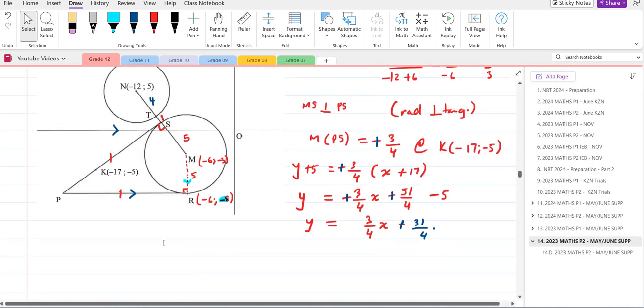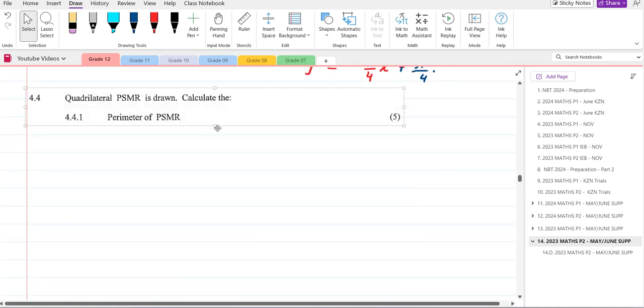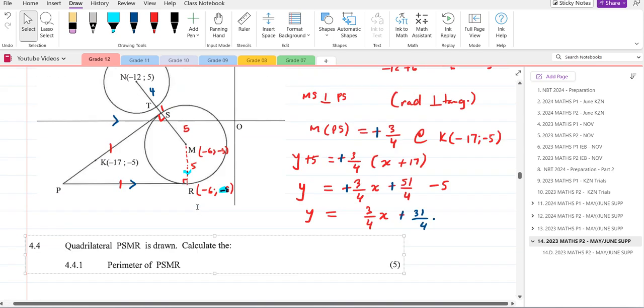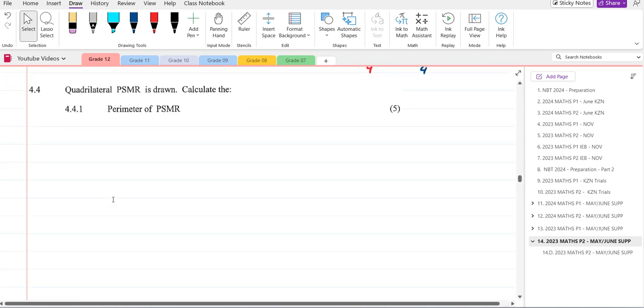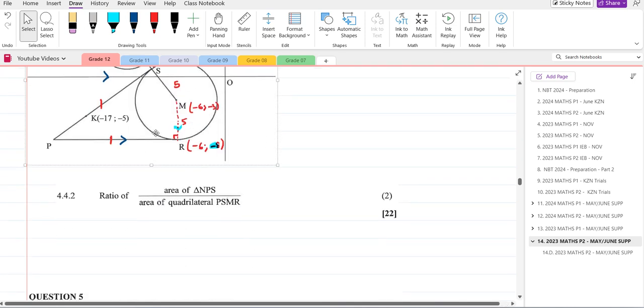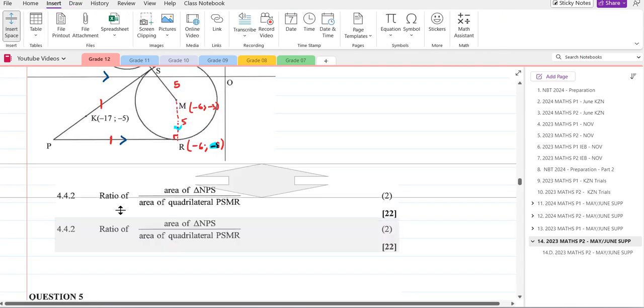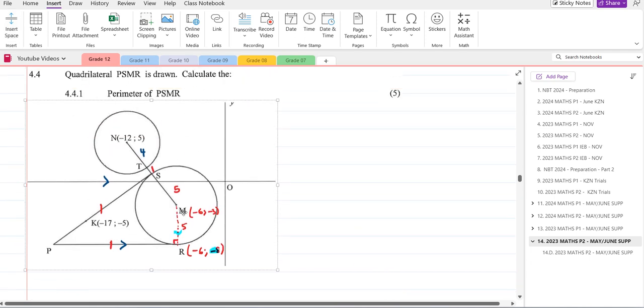Moving on to the next problem. We want to find the perimeter of PSMR. How are we going to find the perimeter of PSMR? Let's take this diagram and work with this again. So where is PSMR? In other words, we want to find the distance around this entire thing. We got 5 and 5. So in other words, in order to find the distance, remember it's 5 marks.